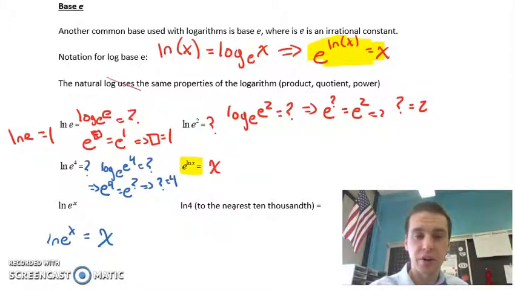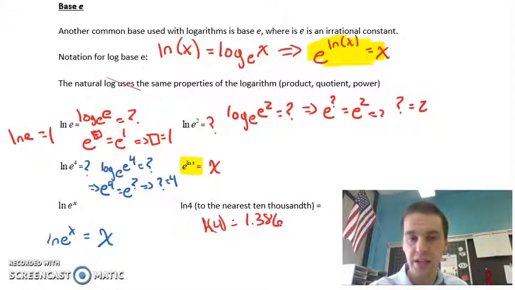Now, ln of 4 to the nearest thousandth, this is just done on the calculator. ln of 4 equals 1.386.